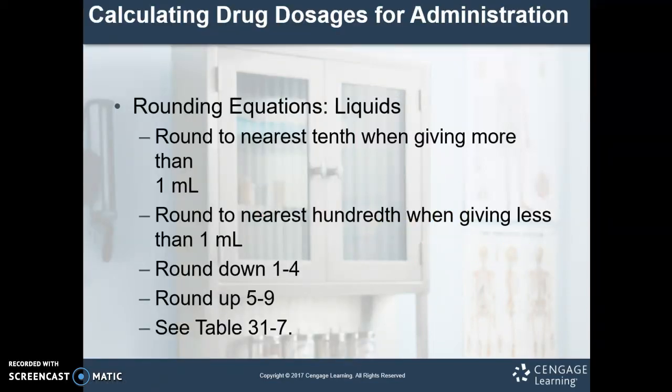So rounding equations, we always round to the nearest tenth when giving more than 1 ml. So if you had 1.05, you'd round to 1.1. And we round to the nearest hundredth when giving less than 1 ml. Okay, so when we have 1 through 4, we round back down, and we round up from 5 to 9 to the next 0. It says see table 31.7, so let's head over that way. 31.5, 31.7, and that just gives you the same rules that we're working on for liquids.